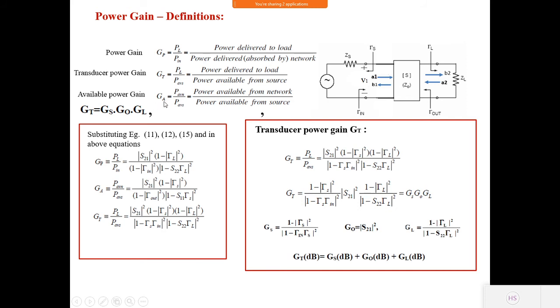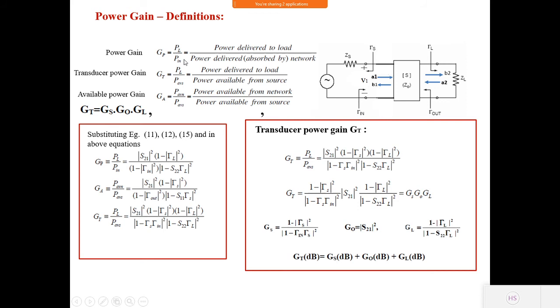What is GA? Both are matched conditions. Assume Gamma L is matched with Gamma OUT. What is the power delivered to the load? PAVN divided by PAVS. That means both are matched: Gamma S matched with Gamma IN. What is the actual power input to this network? You take PAVS. So PAVN divided by PAVS is the available power gain. Like that, three definitions are there.